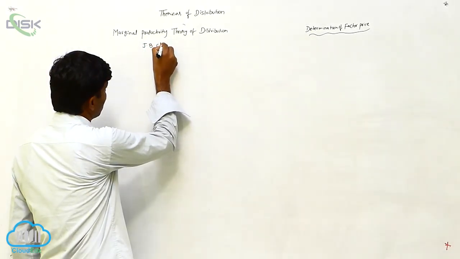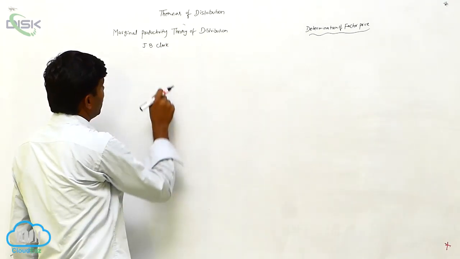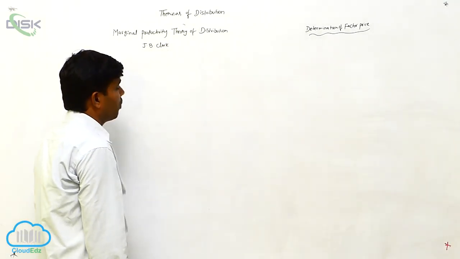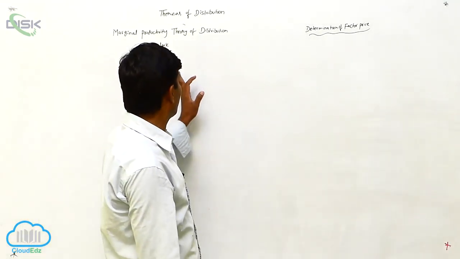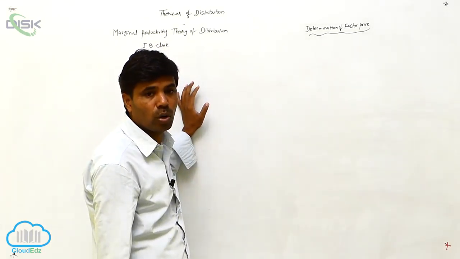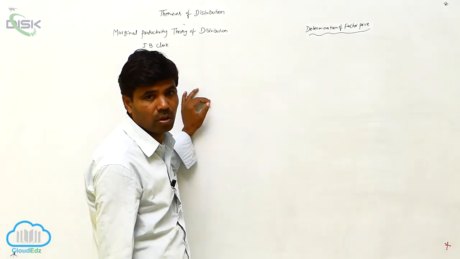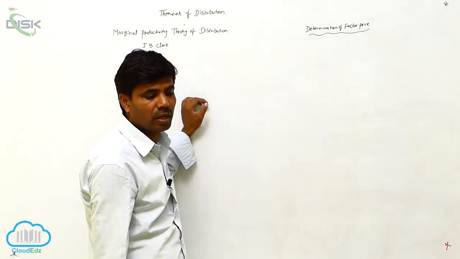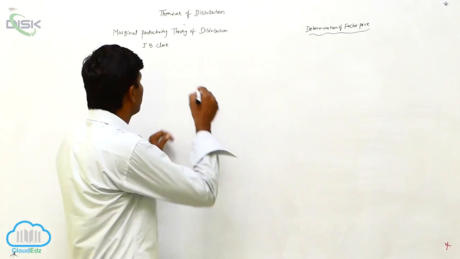J.B. Clark developed the marginal productivity theory, and he also wrote a book. The book's name is The Distribution of Wealth.